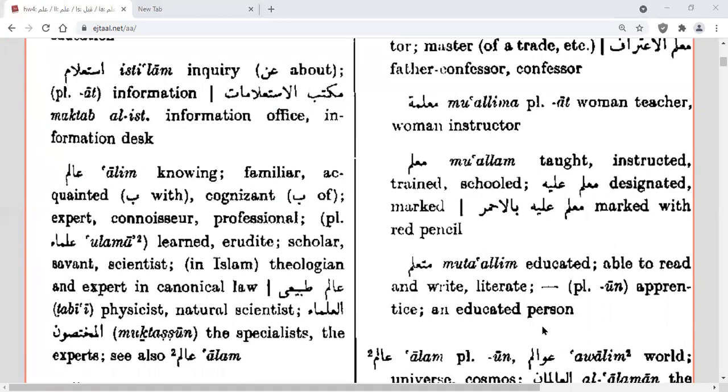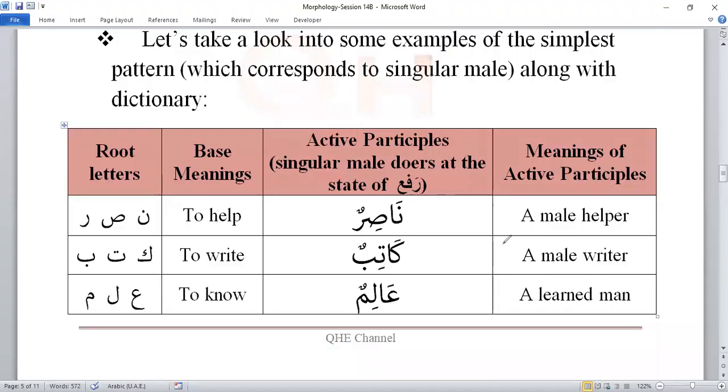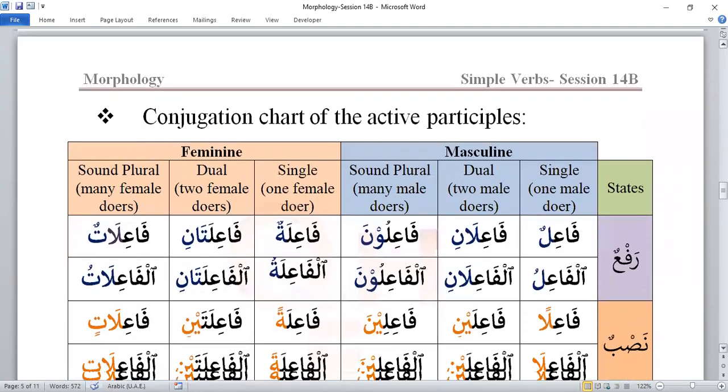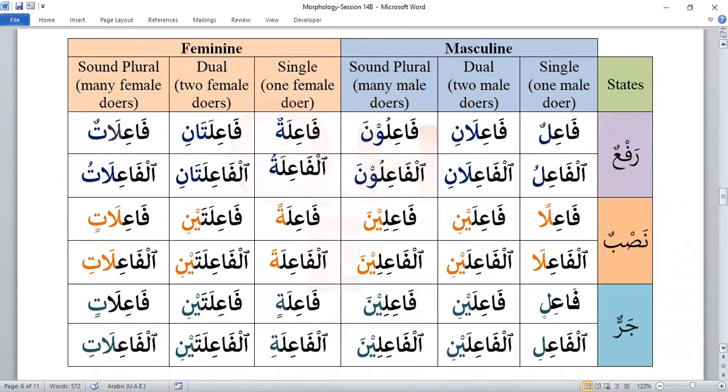Now going back to our document, inshallah. Now let's look into all the other conjugations of active participle. So this is the chart that has all the conjugations of active participle. For the nouns, the conjugations vary based on the three states, default, nasb, jar, also based on gender, masculine versus feminine, and also based on singular, dual, plural. I have these three blue columns that carry all the masculine conjugations, and this pink column carries all the feminine conjugations.